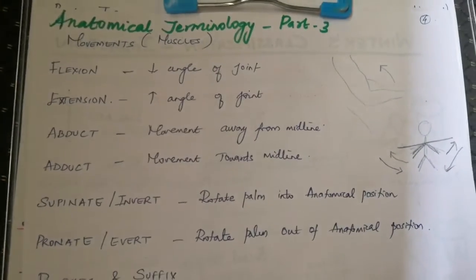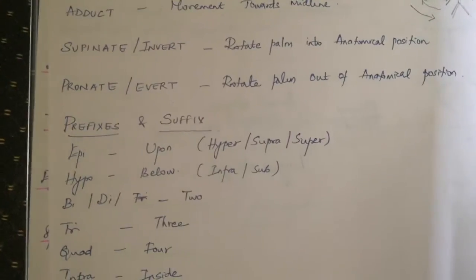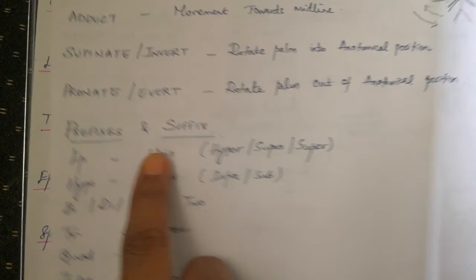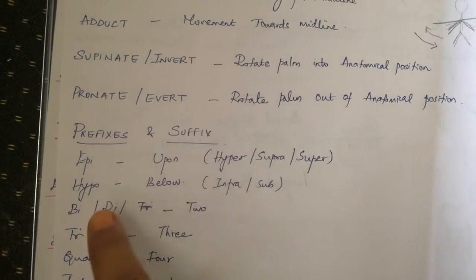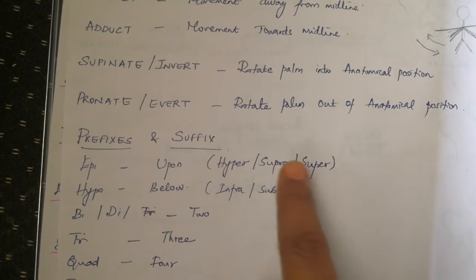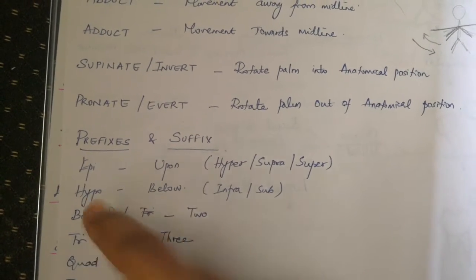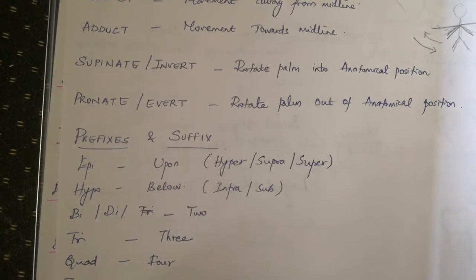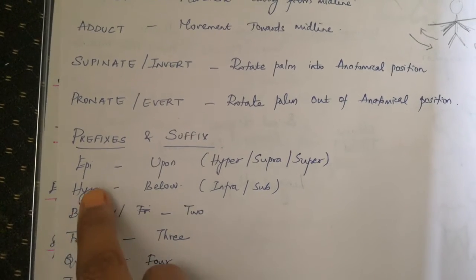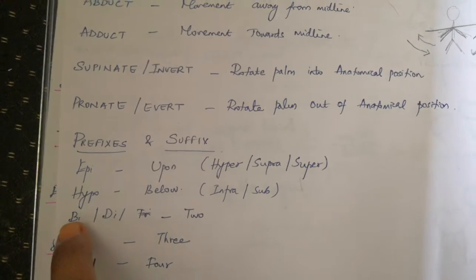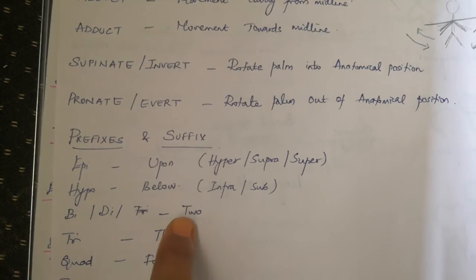Okay, and then coming to the prefixes and suffixes. Epi means upon, epidermis, upon the dermis. Alternatively we can also say super, supra, hyper. Hypo means something below, hypodermis. Hypothalamus, below the thalamus. Bi means 2, di 2.